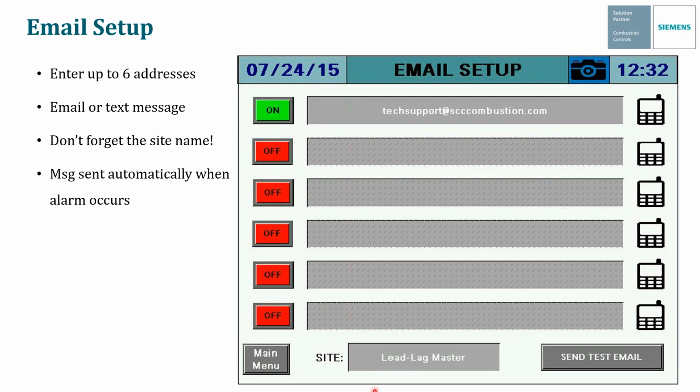Messages are automatically sent when alarms occur. If the master panel registers an alarm, it will automatically send a message to any of the addresses that are put in here that are turned on, which is super helpful for tech support people or boiler room operators when they're off-site to know what's going on in their boiler room.